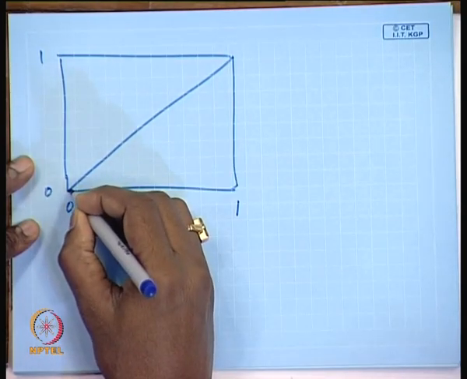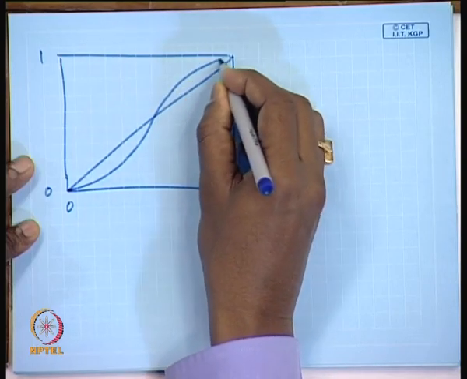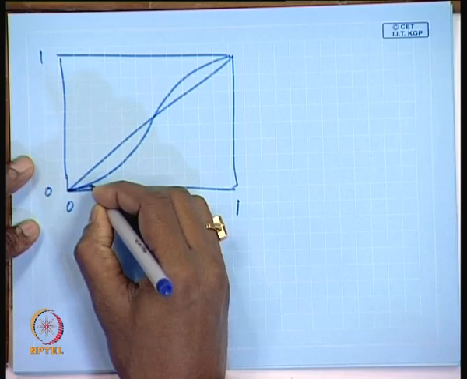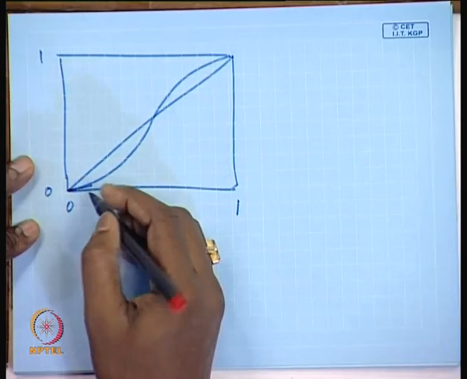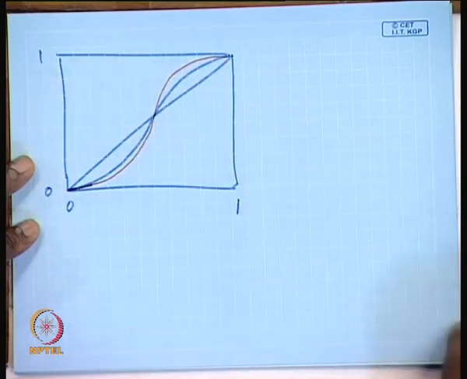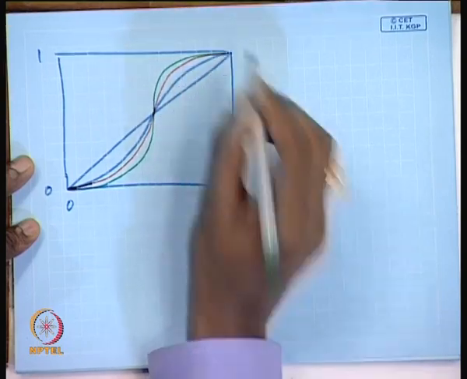Now if we increase this value from beta equals 1, alpha equals 1, it will look like this. If we further increase this, keeping this intersection point the same, this will have more slope here, and similarly it will go on increasing with the increased value of beta.